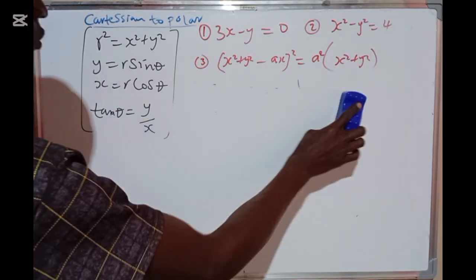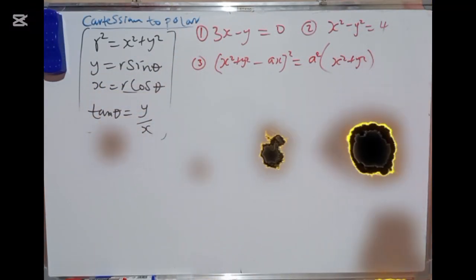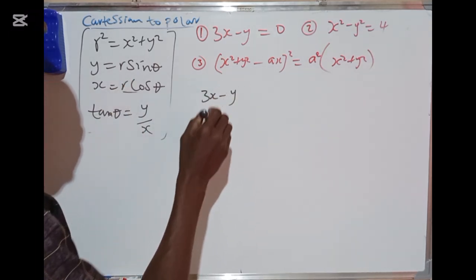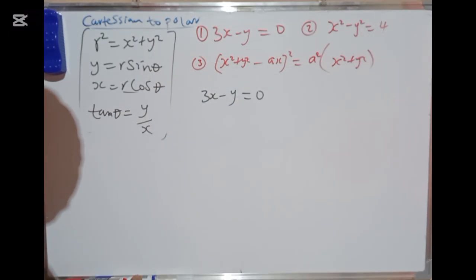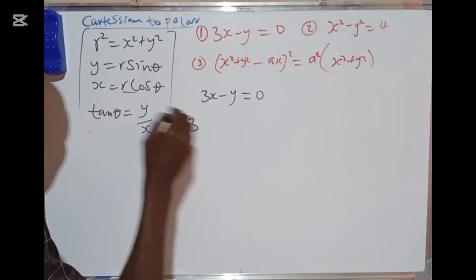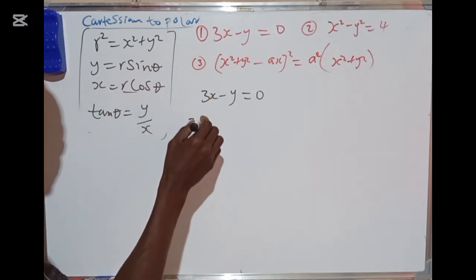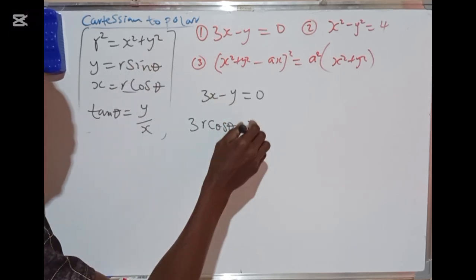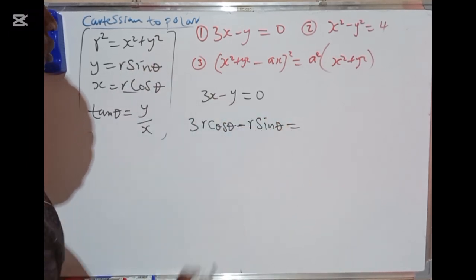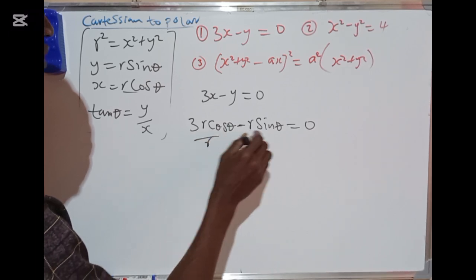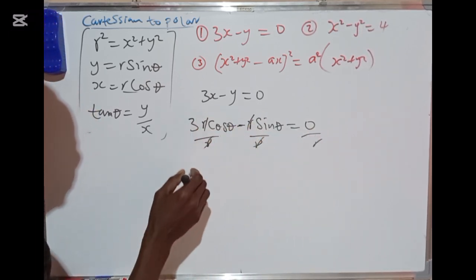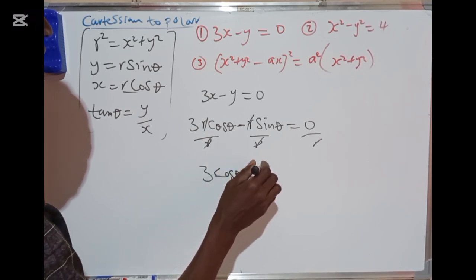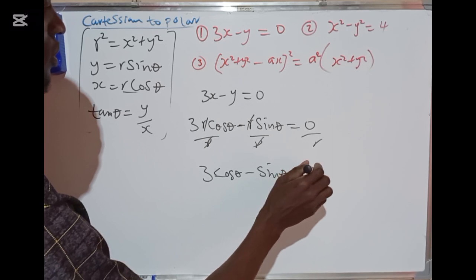So now let's start with our first problem. Having been reminded of these identities, let's delve into solving. Question number 1: 3x minus y equals 0. We now use the equations: x is r cos theta, so that is 3r cos theta, and then minus r sine theta, which is y, equals 0. Here we can divide through by r so that we get rid of it. Then we have 3 cos theta minus sine theta equals 0.